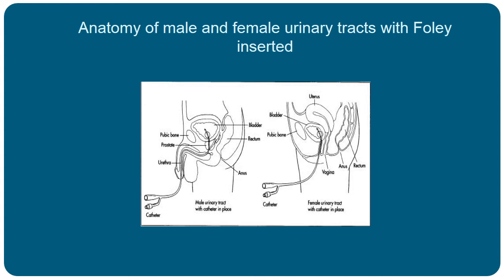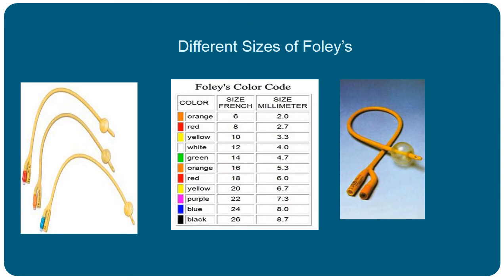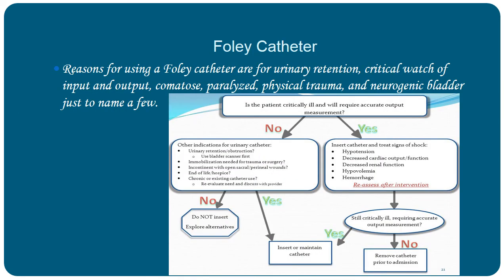There are several different types of Foleys. You must be careful and select the proper size and never force a Foley into a urethra. Reasons for using a Foley catheter are many. Some are urinary retention, critical watch of input and output, comatose or paralyzed patients, physical trauma, and neurogenic bladder, just to name a few.